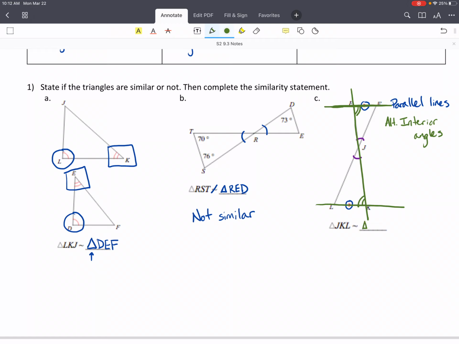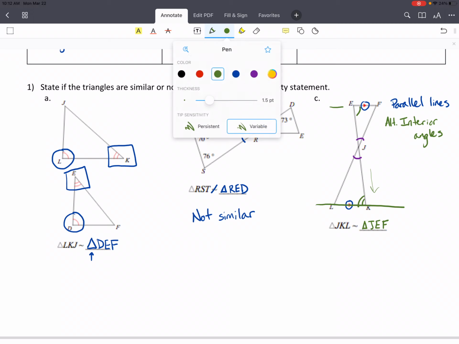So JKL, so that started at the middle, went down to this one, and then over. So JEF, I think is what those, I need to erase that. Yeah, JEF, triangle Jeff. And something I've been forgetting to write on these is saying how I know.